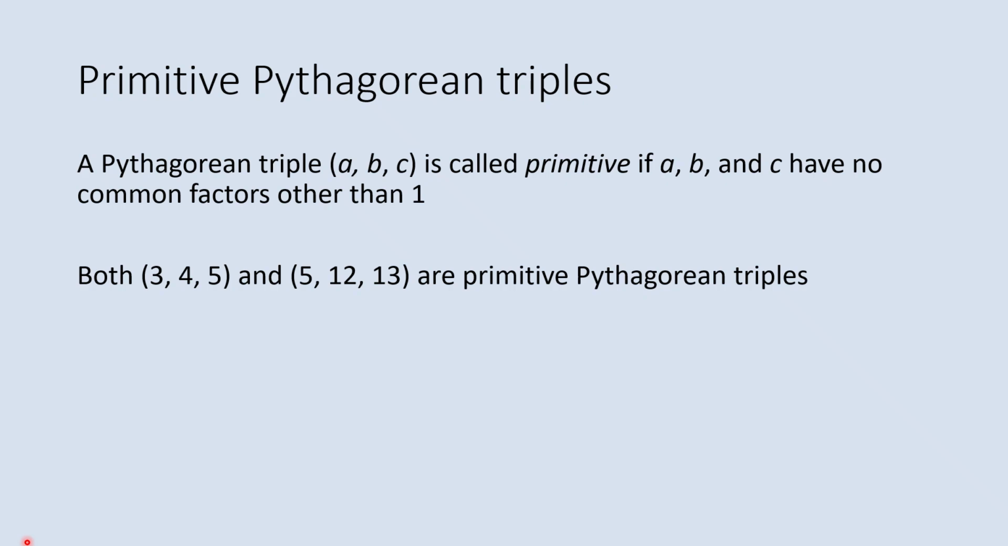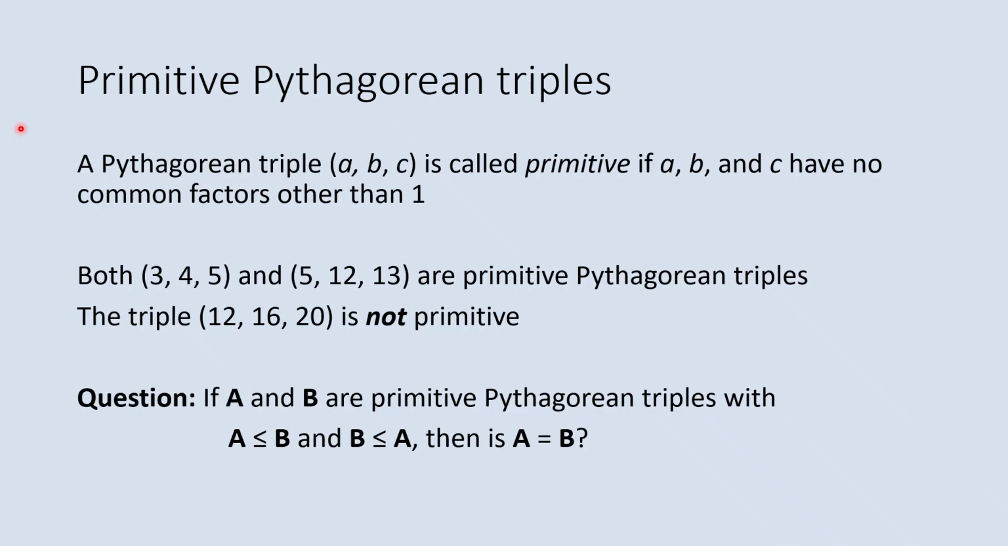So 3, 4, 5, 3 and 4 and 5, they don't have anything in common. That's a primitive triple. 5, 12, 13 is a primitive triple. The triple that we just saw, the 12, 16, 20, that's not primitive because all those numbers are even. And so there's a common factor of 2. And so that triple is not a primitive triple. In fact, in that particular case, there's a common factor of 4. But again, as soon as we find a common factor that's bigger than 1, then we know that that triple is not a primitive triple.